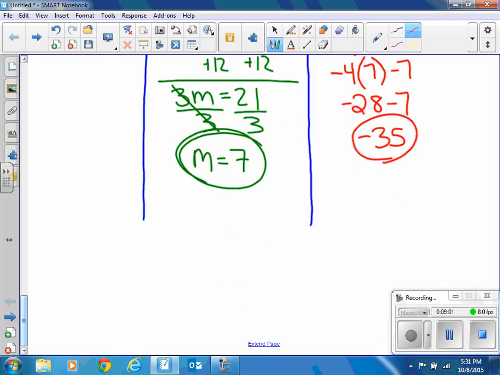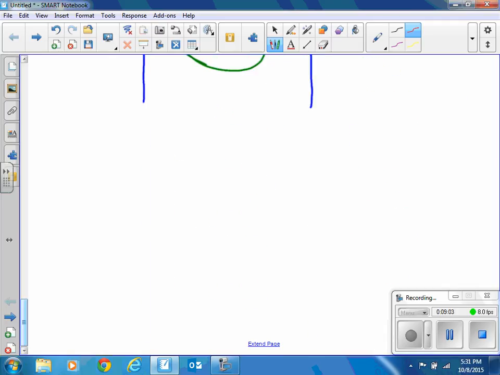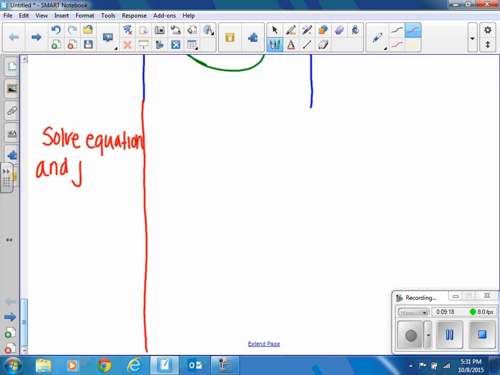All right. Next one. Now we're going to solve the equation and justify each step. This is our final example. What I mean by that is you're going to solve the equation just like you would, but for every step that you do, you have to tell what property or why you were able to do that. What are you doing in each step?